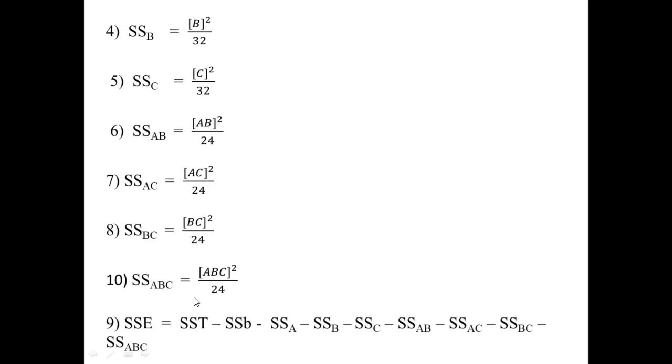So here if you want to find sum of squares due to error, then we use this formula to find SSE. In total confounding we directly delete the effect of the interaction which is totally confounded. But in partial confounding we consider all sums of squares to find SSE. So SSE equals SST minus SSBlock minus SSA minus SSB minus SSC minus SSAB minus SSAC minus SSBC minus SSABC. So with the help of this formula we find out SSE.